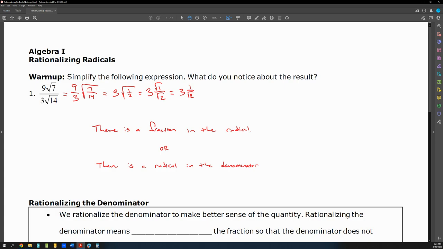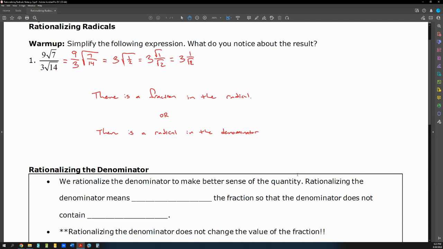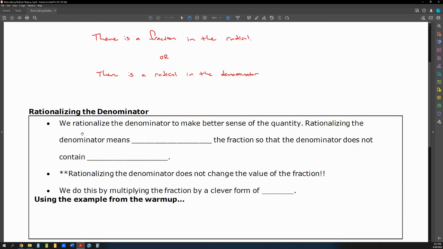So because there's a radical in the denominator or a fraction inside the radical, we have to rationalize this denominator. Or in other words, we have to write it as a rational number. We rationalize the denominator to make better sense of the quantity, right? It's easier for us to determine exactly what that quantity is if the denominator is a rational number. Rationalizing the denominator means rewriting the fraction so that the denominator does not contain a radical.